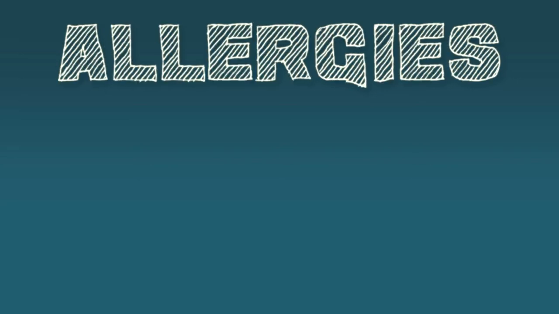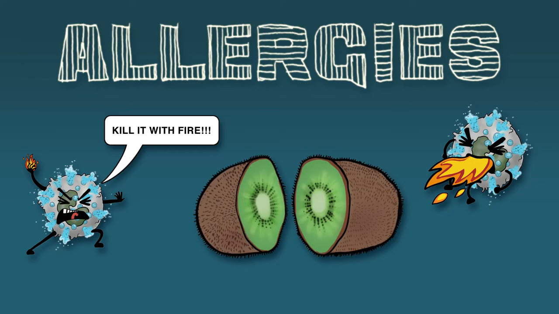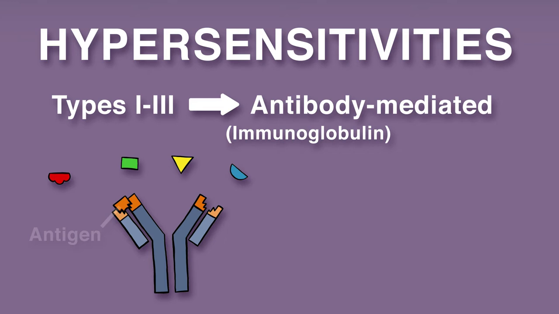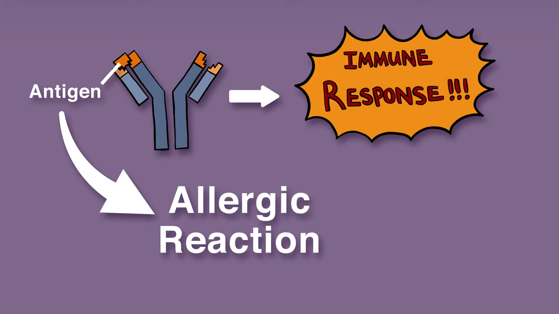Allergies occur due to hypersensitivity of the immune system to substances in the environment that are normally harmless. There are four different kinds of hypersensitivity. Types 1 to 3 are antibody-mediated. Antibodies, also called immunoglobulins, recognize antigens, foreign substances that induce an immune reaction in the body. Antigens that provoke an allergic reaction are called allergens.